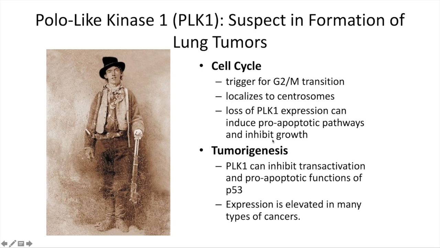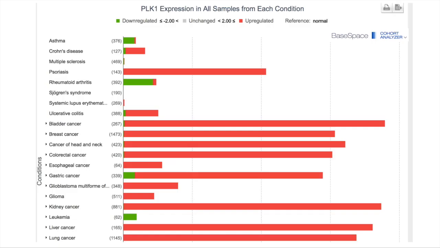So polo-like kinase is a trigger for G2 to M transition, very much involved in the cell cycle. It localizes to the centrosome, so it's in the nucleus. Also, if you lose it, you can actually induce apoptosis. So again, it's probably anti-apoptosis. And it's been shown, go into its criminal history, lots and lots of evidence of it acting in other cancers, okay? So again, you're the investigator. I was the investigator. I'm like, well, let's learn more.